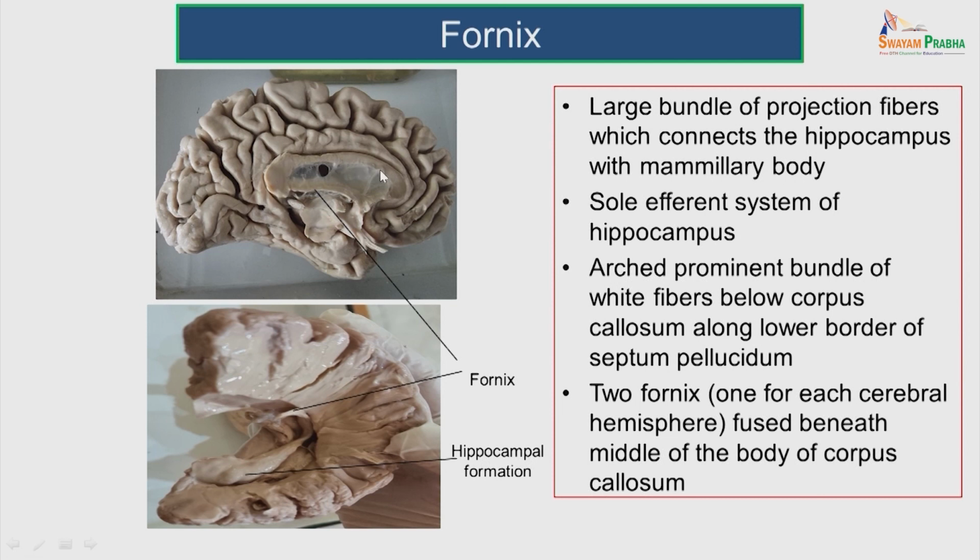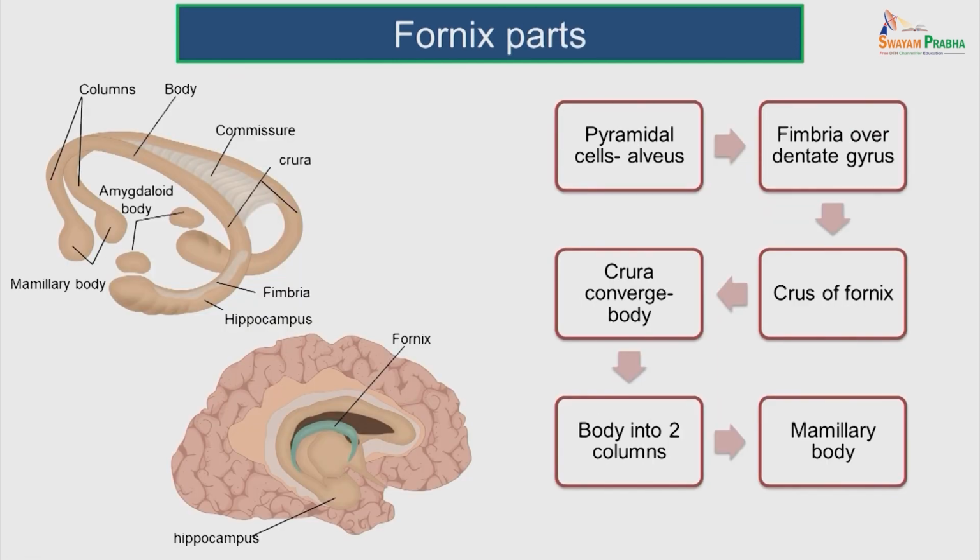You can observe here, this is the corpus callosum and this is the septum pellucidum. Here the fornix ends. The right and left fornix, one for each hemisphere, fuse beneath the middle of the body of the corpus callosum. So, that is the fornix, the sole output fibers from the hippocampus.